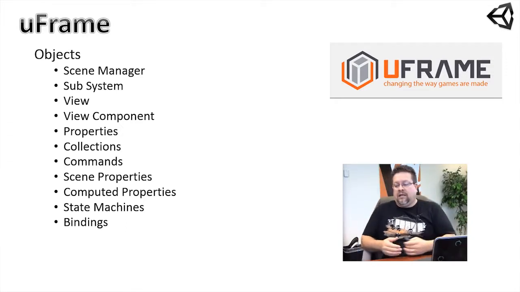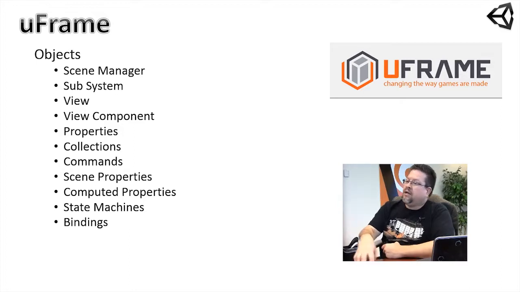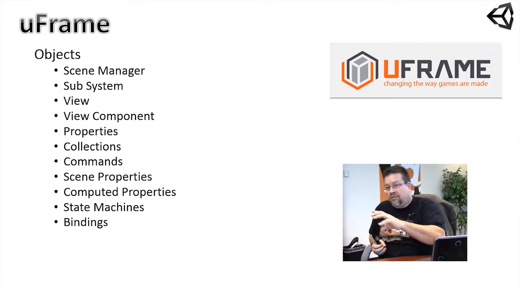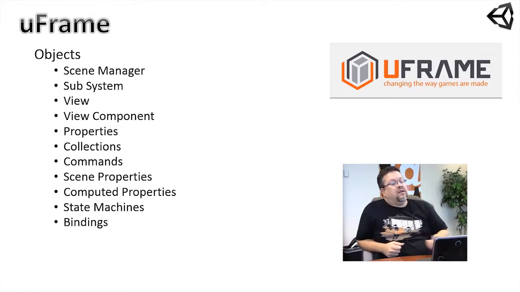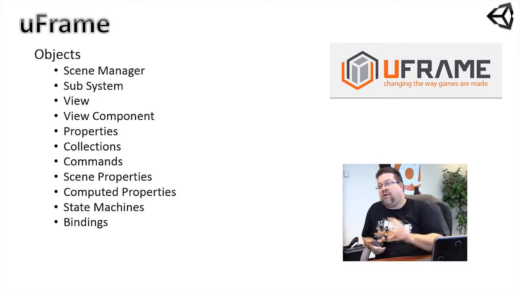Subsystems can be anything: a level system, a player, an enemy, anything that represents an actor, if you will, within your game that you want to have atomic logic around. Then your views, which would be associated to whatever you want to represent.